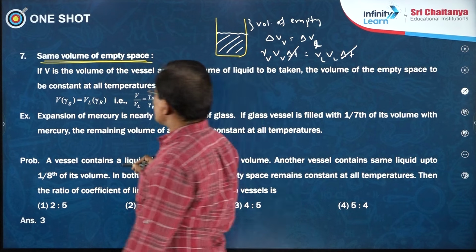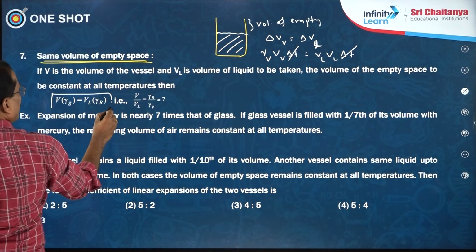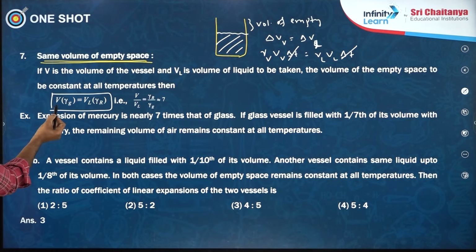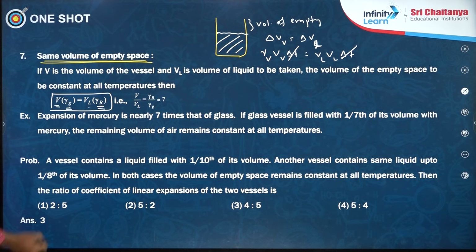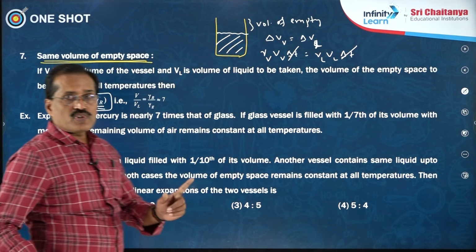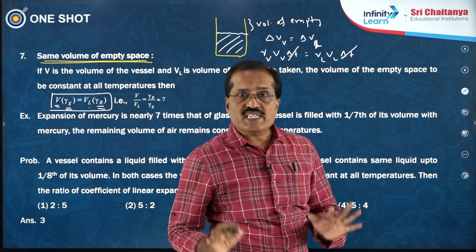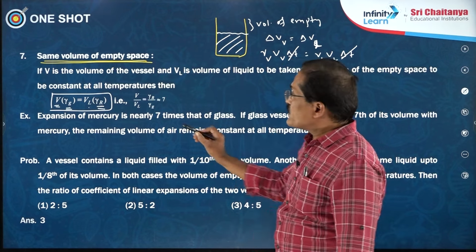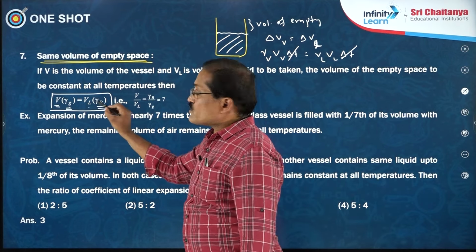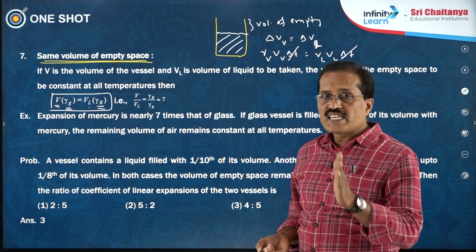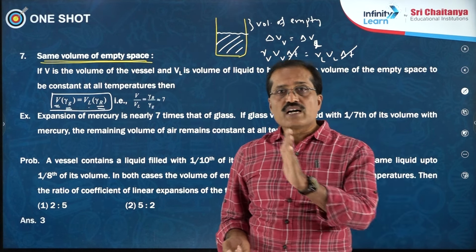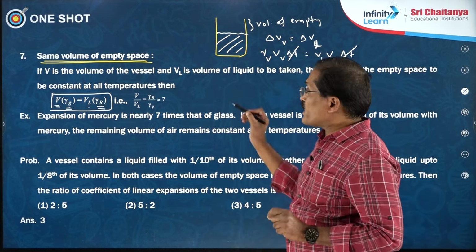The next formula is this. See, the volume of the vessel, gamma of the vessel, volume of the liquid, gamma of the liquid. Gamma of the liquid is the real expansion. So, the simple one here, it is possible that the volume of empty space remains constant provided V1 gamma 1 is equal to V2 gamma 2, or V of liquid gamma of liquid is equal to V of vessel gamma of the vessel. Okay, children, I hope you understand this.